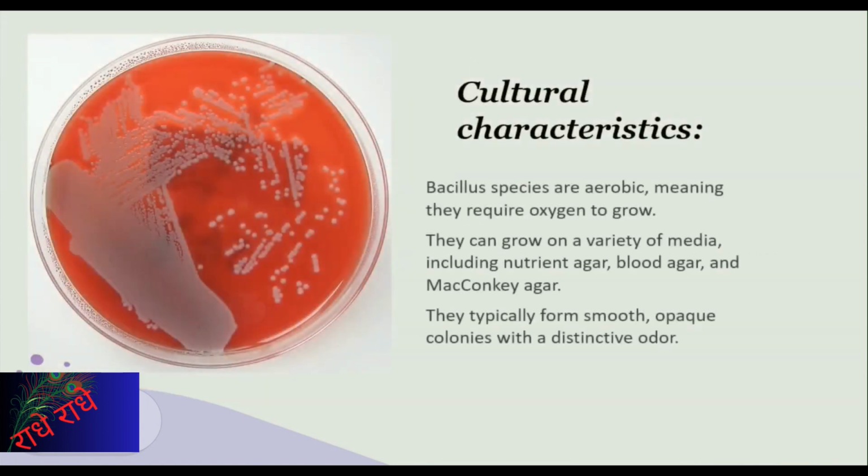Bacillus species have an extensive range of habitats, allowing them to form colonies on various media such as nutrient agar, blood agar, and MacConkey agar. Colonies developed by these bacteria are generally smooth and opaque while emitting a particular odor. Additionally, they are obligate aerobes, requiring oxygen in order to proliferate.